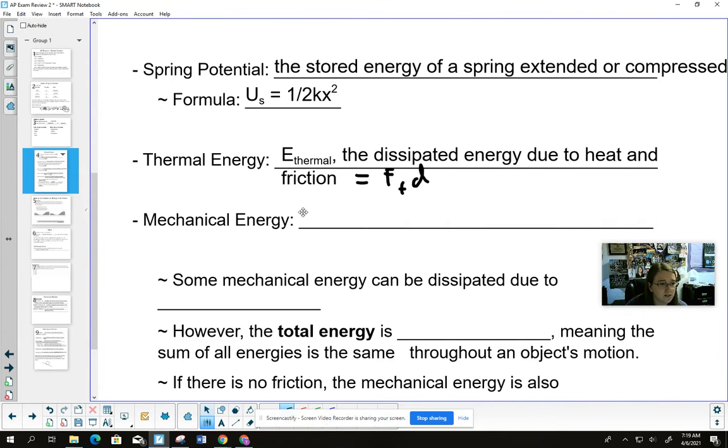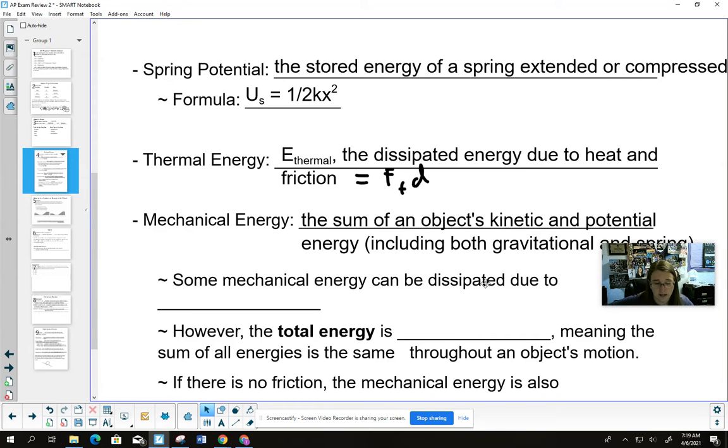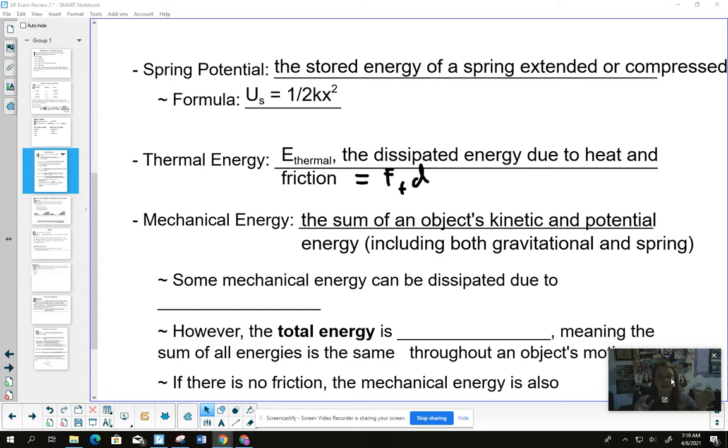Now we can talk as well about some more general types, which is mechanical energy, which is the sum of an object's kinetic and potential, including gravitational and spring if applicable. Obviously, sometimes spring does not apply. But if it does, then yeah, we would add that into an object's mechanical energy.